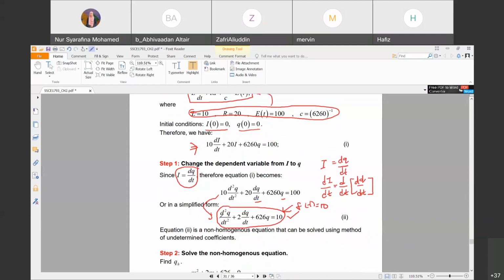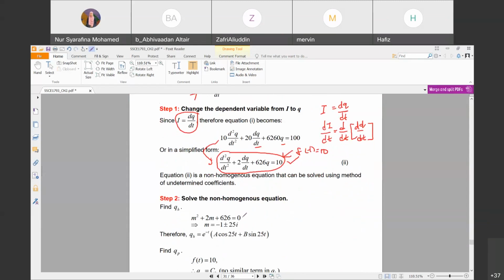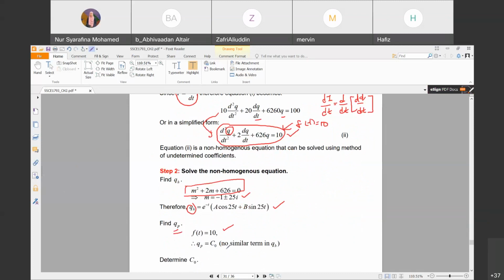So how can we find the solution? Of course, you have to convert this to the characteristic equation, find m, and identify the types of roots and the solution for QH. Since we use Q here, it is QH. Then find QP. You know that your function is 10, so the QP is a constant. Check the similarity. So it is actually QP equals C naught t to the power of r.